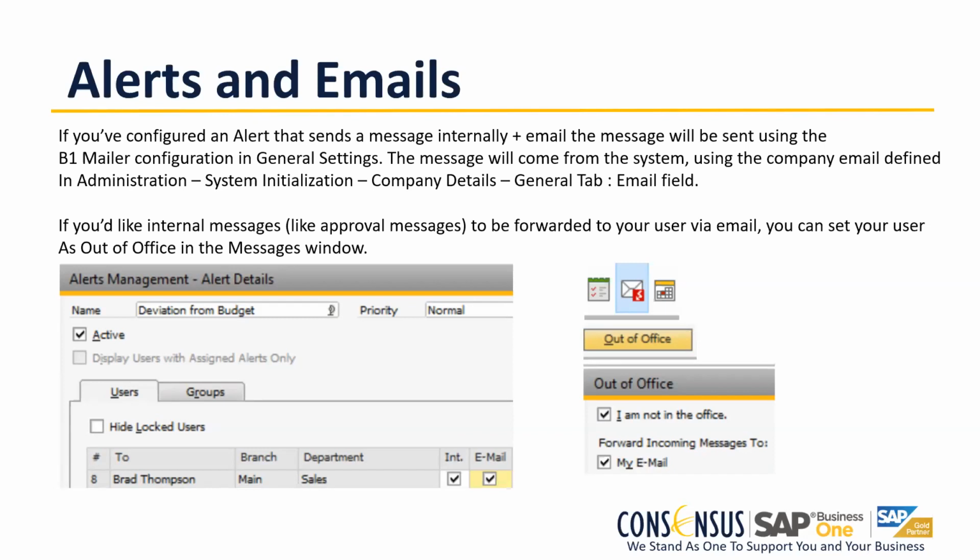Again, this is a service doing it, not your Outlook integration. So the email from will be the email from the company in company details, okay? And it will go through that Business One mailer service. So basically that Business One mailer service will be the underlying system that will send the emails. So that has to be working for the internal messages or alerts to really reach you.